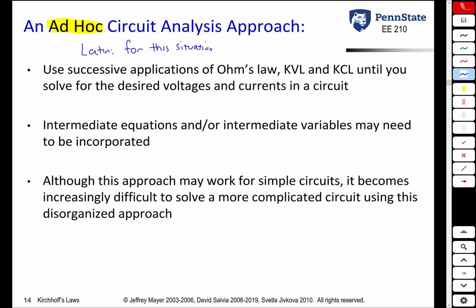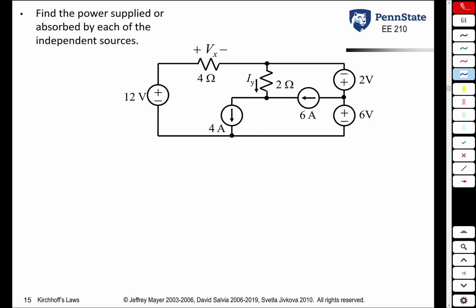So once again, I need to stress that this approach is not an approach that we want to use in general. I'm using it here to show that it can work, but also to show that it really is not the best approach. So if you look at the circuit here, this is the same circuit that we saw in the previous example. In the previous example, we were only asked to find two different variables, Vx and Iy.